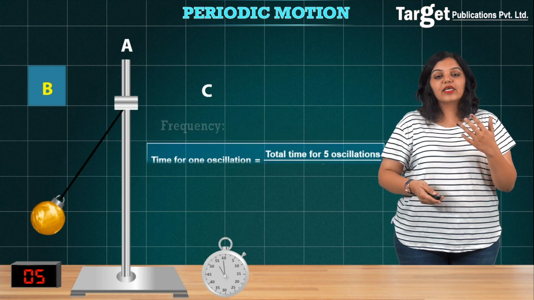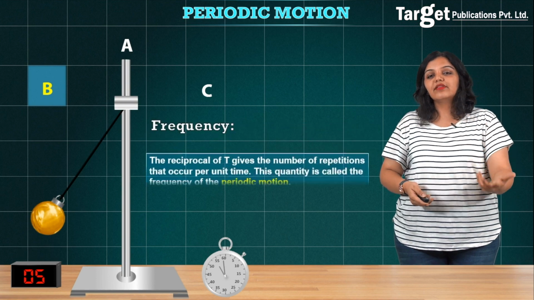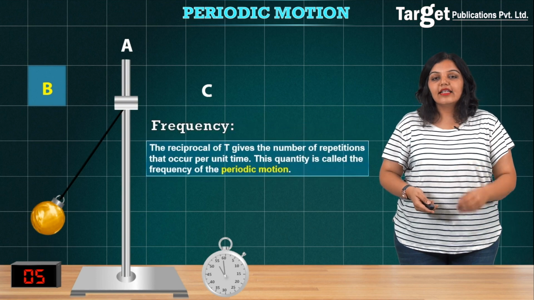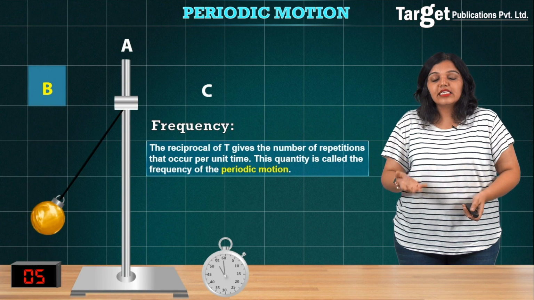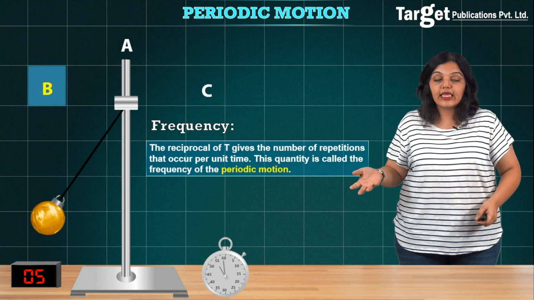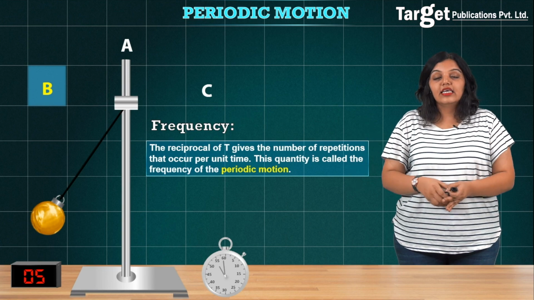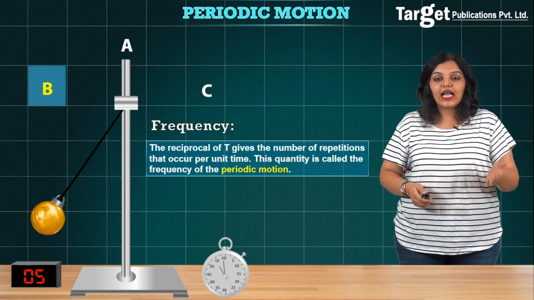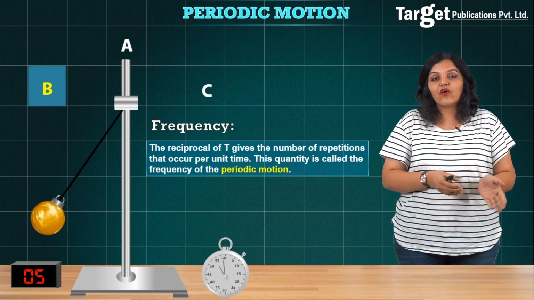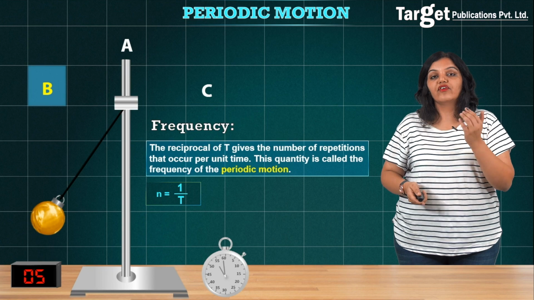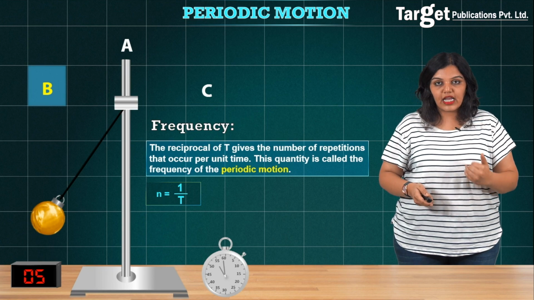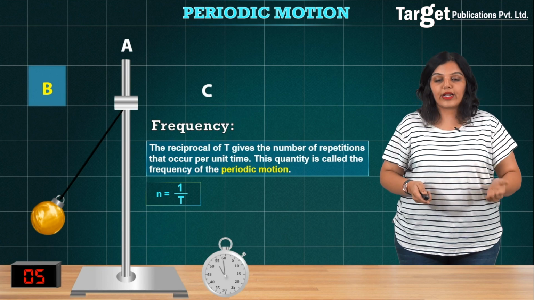Now from the time period we can move on to the frequency, which is nothing but the reciprocal of the time period, and it gives the number of repetitions that occur per unit time. That is how many times, for example, this pendulum is swinging in a second or in a minute. That's the meaning of frequency. This quantity is called the frequency of the periodic motion, and by definition it is the reciprocal of the time period, that is, n = 1/T.